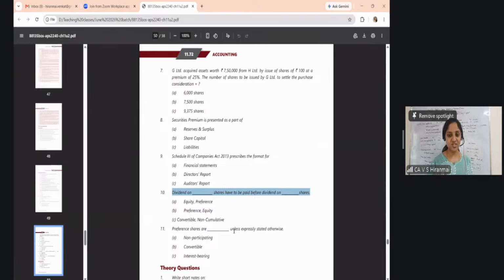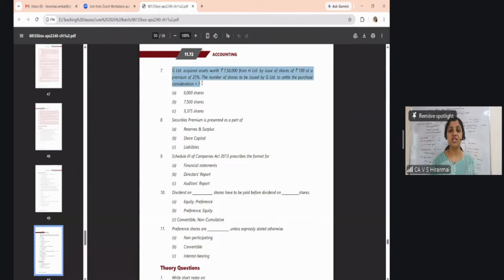Preference shares are dash unless otherwise stated. The types of preference shares I have not told you yet. Preference shares are generally non-participating, non-convertible, non-accumulative; all of this will be coming. So here non-participating is alone there, so that is what we have to consider.